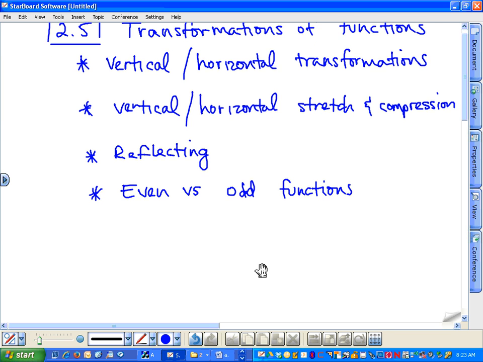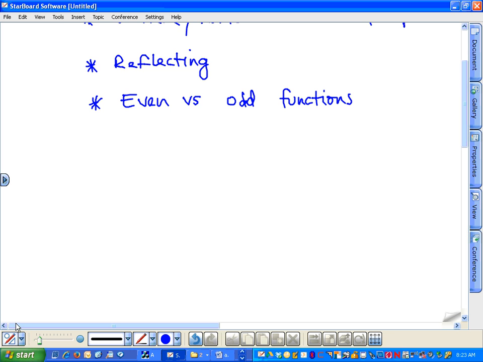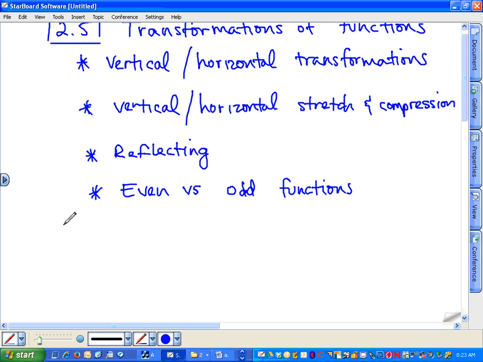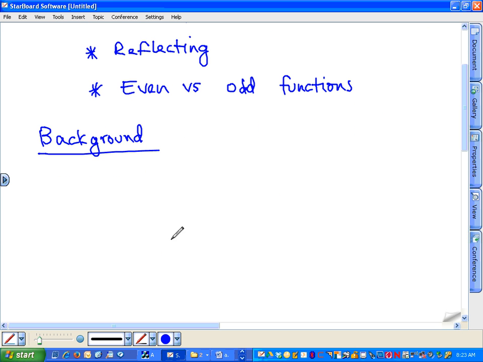So, before we get into objective 1, let's do a quick little background. You need to be familiar with the shape of different graphs. Parent functions is what they're called. I think all of these you've seen before, but let's just make sure.